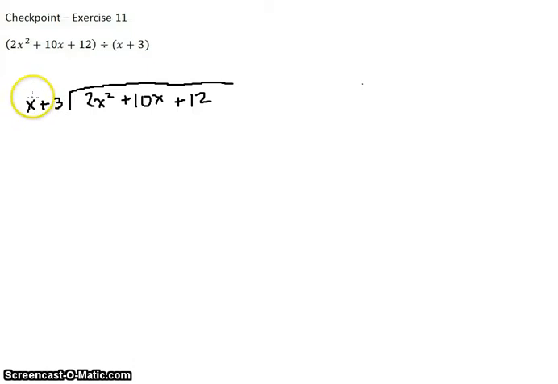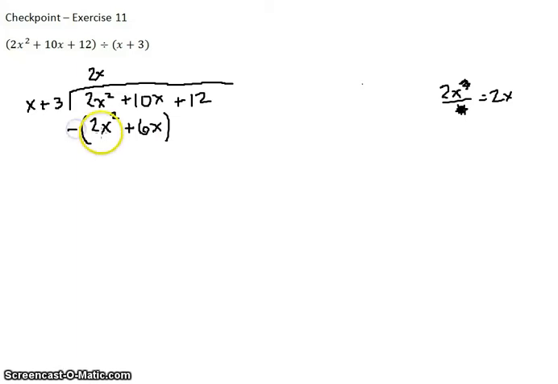We need to divide x into 2x squared. Now if we divide 2x squared by x, it has to divide evenly, and it does because we can take out an x and we're left with 2x. So 2x goes into 2x squared if we divide it by x. So I take this 2x and times it by these two things to get 2x squared plus 6x. Now I have to take this whole thing and subtract it.